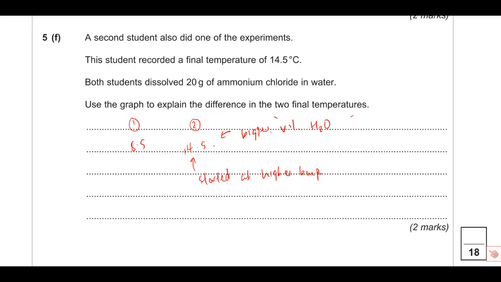It could just be that he started again with a bigger volume of water, therefore the overall heat change was less for the volume there, or it started at a higher temperature. Either of those, and you don't need to give both because it's just one of them, and you're just giving one of those reasons and then explaining as we have done there. And that's the end there of question 5.